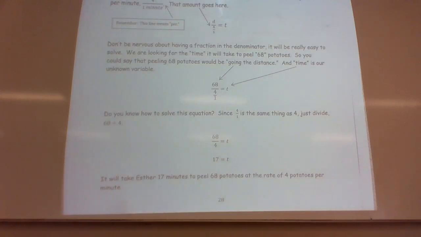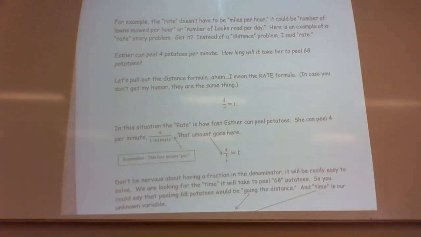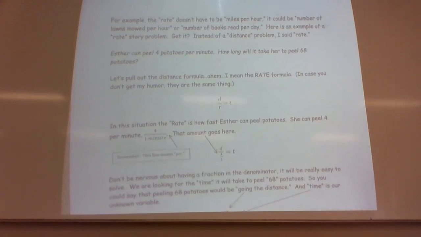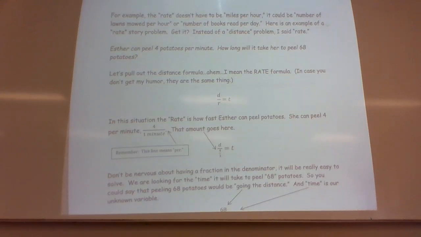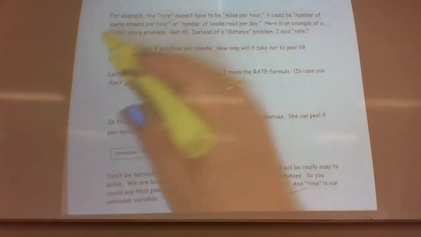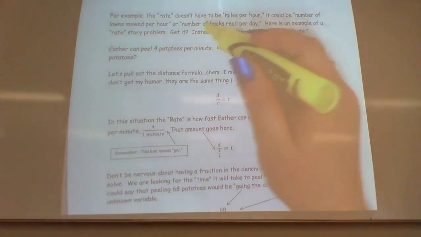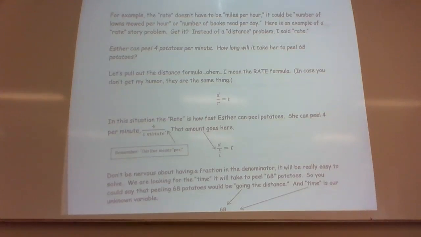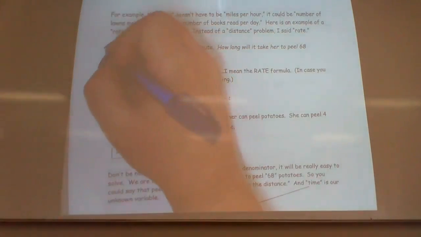All right. We're going to go to the top of page 28. So the distance formula isn't just used for traveling types of problems. So it could be used for other things as well. The rate doesn't have to be miles per hour. As it says here, it could be the number of lawns mowed per hour or the number of books read per day. So it doesn't have to be necessarily a distance problem. It could be a rate. So let's look at this problem.